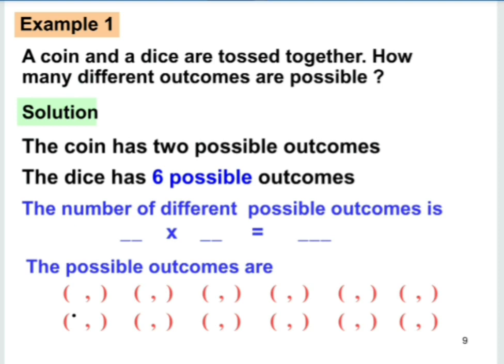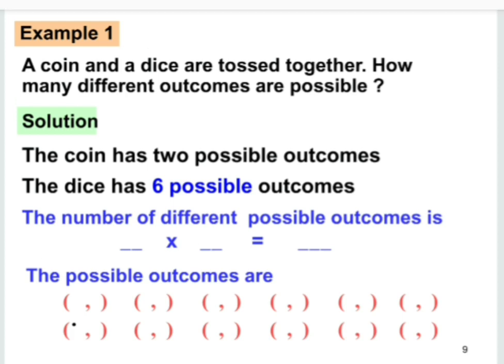Now let's look at example 1. A coin and a dice are tossed together. How many different outcomes are possible? The coin has 2 possible outcomes, which are head or tail, and the dice has 6 possible outcomes. So the number of possible outcomes is 2 times 6, which equals 12.